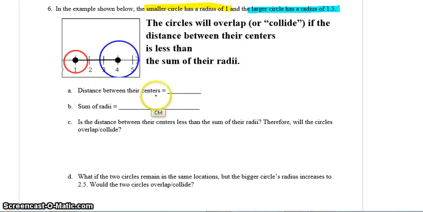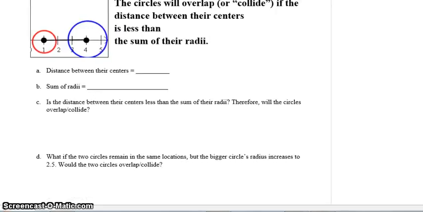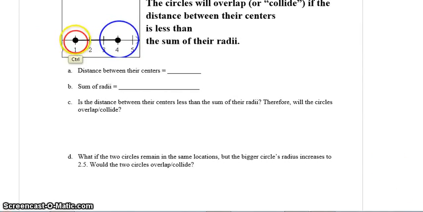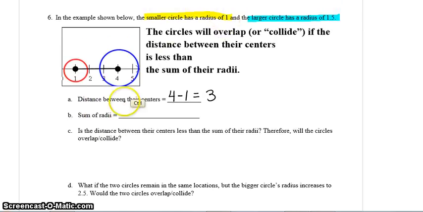So letter A, the distance between their centers. The picture shows that the center of the smaller circle is at 1 and the center of the larger circle is at 4. So to find that distance, we are just going to subtract larger minus smaller. The centers are 3 units apart. The sum of the radii, sum means add, so we're going to take the radius of the smaller circle, which was 1, and the radius of the larger circle, which was 1.5, and add them, and we get 2.5.